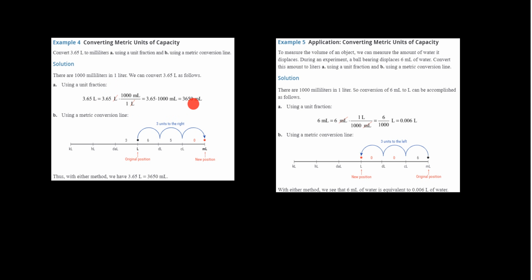or 3,650 milliliters. And the better way, I think, would be to use the metric conversion line. Well, we start with the original, which is a liter, and then we have deci, centi, and then milli, which is 3 units, right? And if we're going from liters to milliliters, well, it takes us 3 units to get there, so we're going to take the decimal point and move it 3 units to the right. And of course, we get the exact same solution there. Same thing over here.